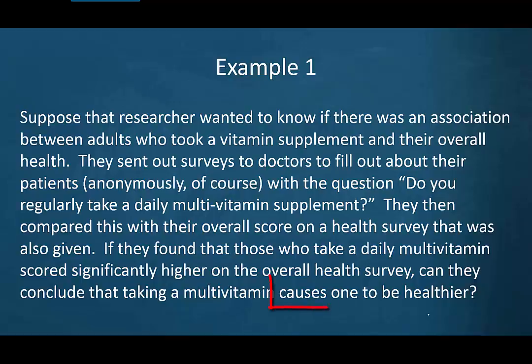So can we conclude that taking a multivitamin causes one to be healthier? So that's a key word there, causes. No. There's another huge variable, or many variables at play here. So perhaps people who take a multivitamin are overall healthier. They lead a healthier lifestyle with diet and exercise, and taking a supplement like a multivitamin is just something they do as a part of their daily regimen. So this is called a confounding variable, or in this case, confounding variables. So we can never prove causal relationships with observational studies. So make sure that you get that.